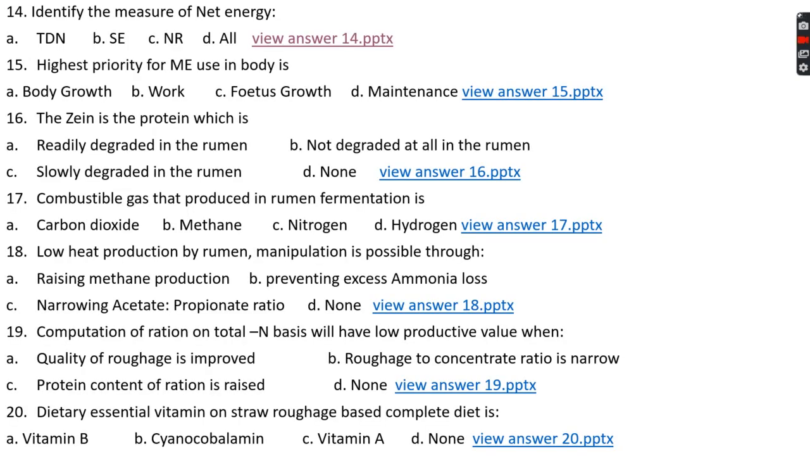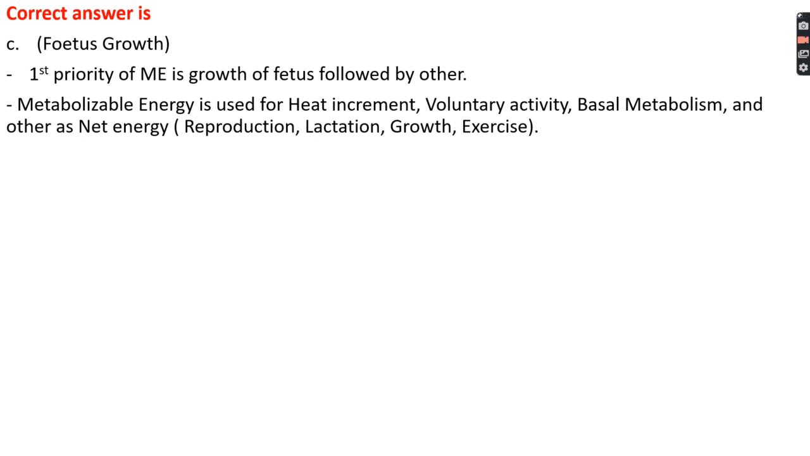Question number 15. Highest priority for metabolizable energy used in body is option A for body growth, option B for work, option C fetus growth, option D for maintenance. The right answer is option C, that is fetus growth. First priority for metabolic energy is growth of fetus, followed by others. Metabolizable energy is used for heat increment, voluntary activity, vital processes, metabolism, and others as net energy: reproduction, lactation, growth, exercise.